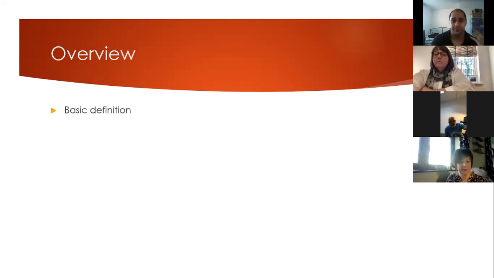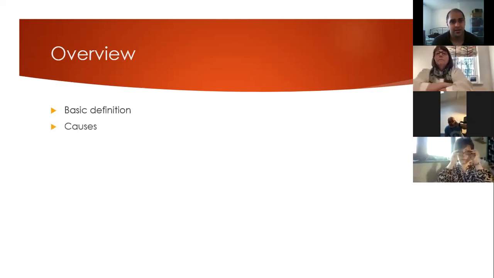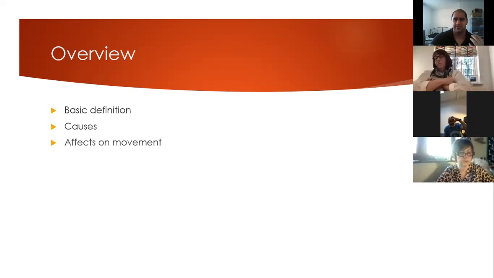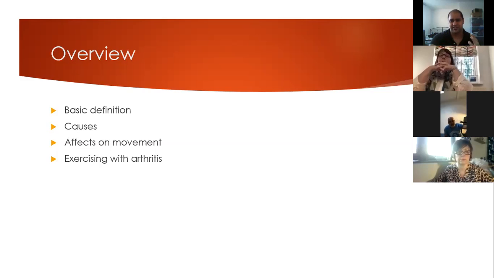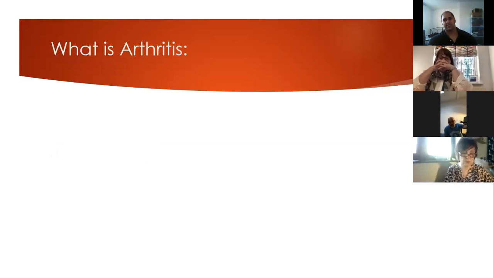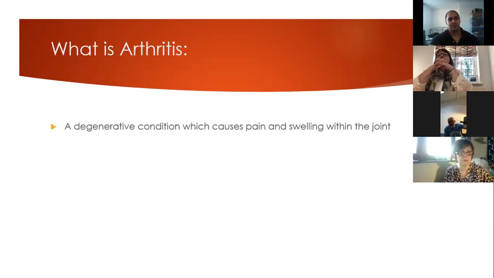So we're going to go over just a basic definition, obviously introduce the topic, the causes of arthritis, how this can affect your movements and daily activities. And the most important thing we're going to look at is how do you exercise effectively if you do suffer from arthritis. So first things first, what is arthritis?